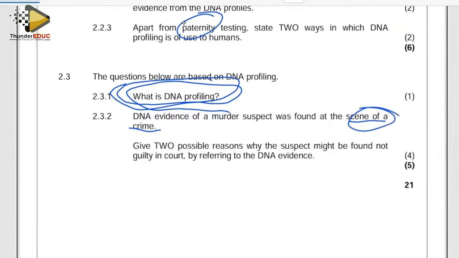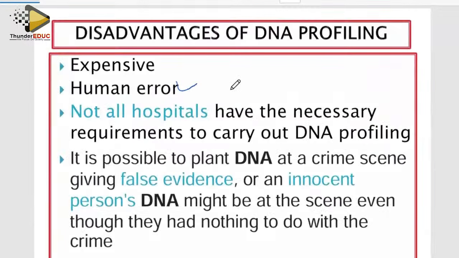That's number one. Number two, there could be human errors. You have analyzed it wrongly. Number three, the hospital or whatever used might not have all the necessary equipment. It could be human error. The hospital might not have the necessary equipment to carry out DNA profiling, but you have to modify it to suit the question. And then it can also be false evidence, meaning that the person can be framed.